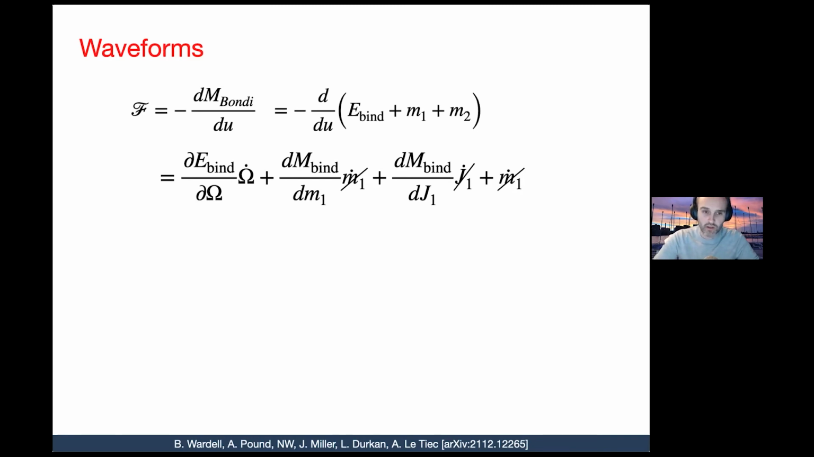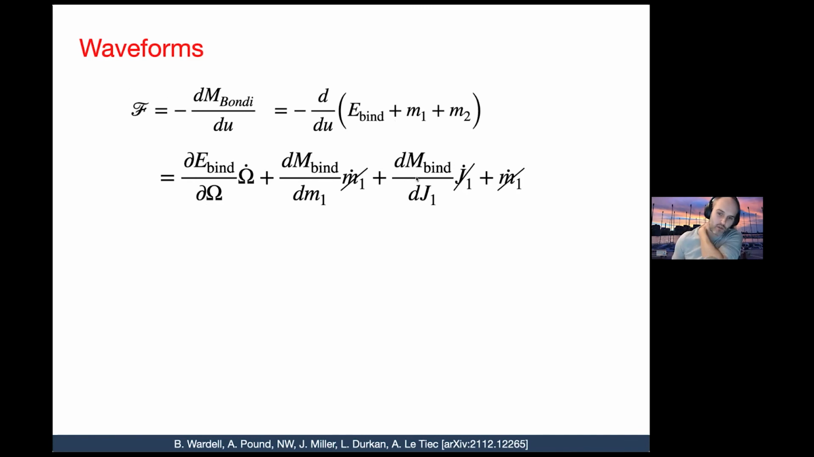It's still an ongoing calculation, but we can use a sort of flux balance law. So we can say that the flux of gravitational waves must be equal to minus the rate of change with respect to retarded time of the Bondi mass, and the Bondi mass is equal to the binding energy plus the masses of the 2 bodies. We can expand this out like this. So with the derivative of the binding energy with respect to the orbital frequency, as well as the binding energy also depends on the mass of the primary and the spin of the primary.